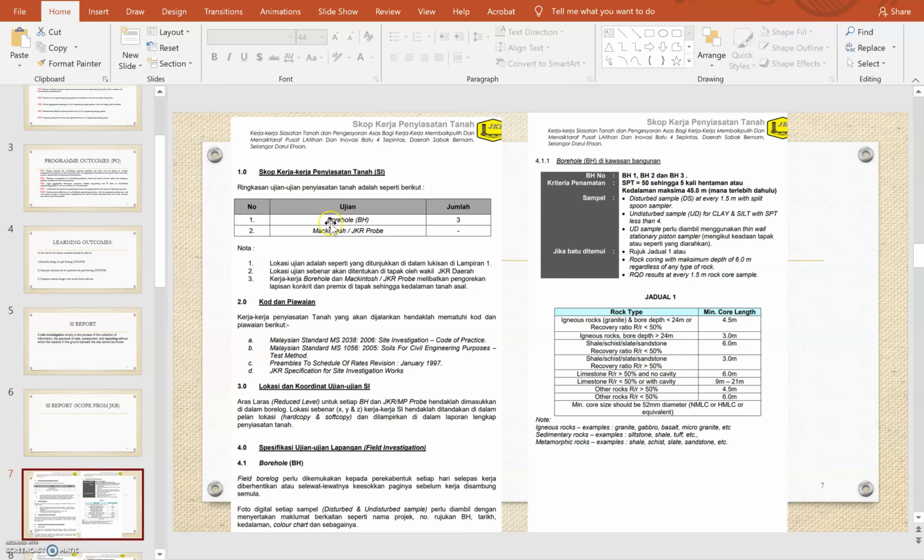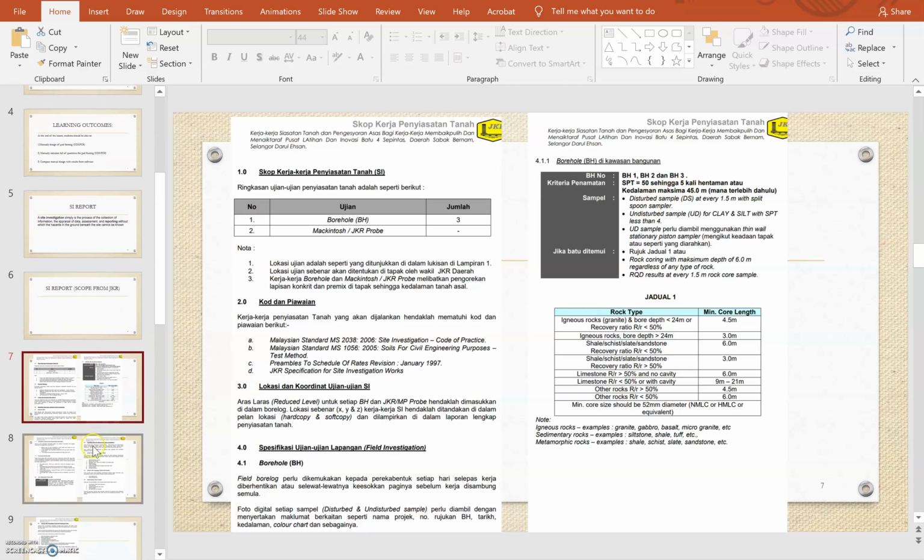For example, skop kerja-kerja penyiasatan tanah, SI, they need borehole and then Macintosh probe. These are the codes for the guidelines, and BH for the borehole. Borehole numbers are labeled BH1, BH2 and BH3. So for your SI report, supposedly you have 3 points for you to calculate and then get the average.